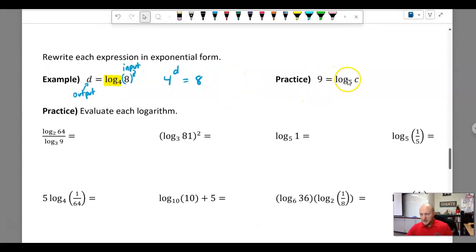All right, pause me here and write this next practice problem, this logarithm, in exponential form. Go for it. Is that what you got? Cool. Easy peasy.